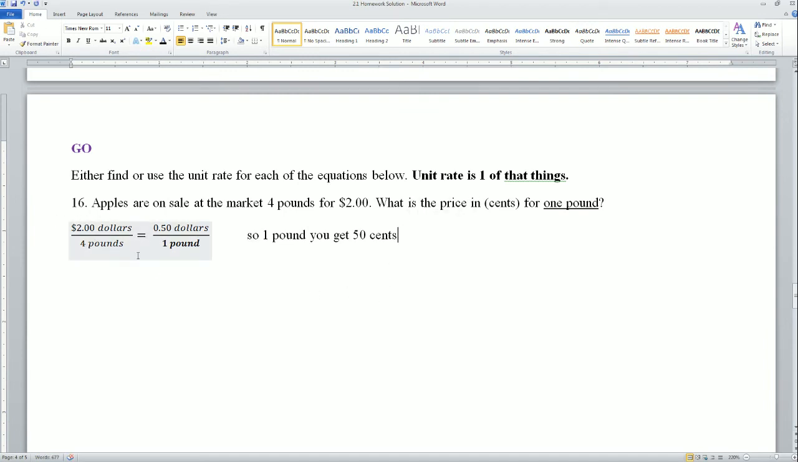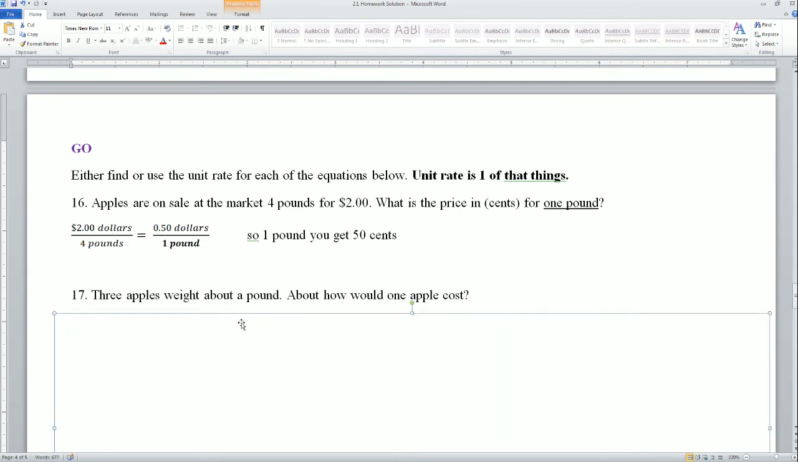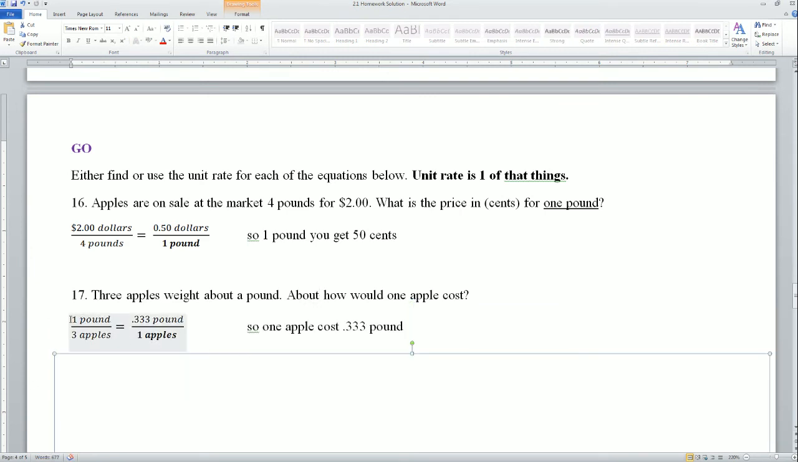It's mostly a division. Okay. Next, 3 apples weigh about a pound. How much would 1 apple cost? Okay, so 1 pound, 3 apples. You want to find 1 apple. So 1 over 3 in your calculator should equal 0.3333. Do that in your calculator. Again, it's divided by 1, and that unit is just the bottom unit here, apples. So 1 apple costs 0.333 pounds.